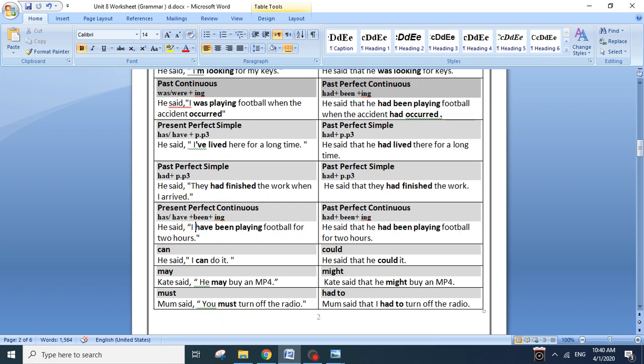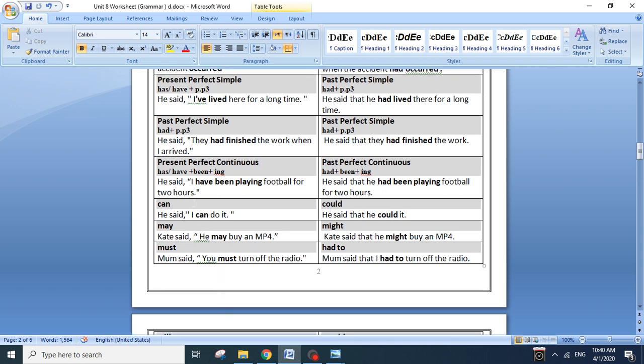Present perfect continuous. He said, "I have been playing football." It will become: he said that he had been playing football for 2 hours. Next one, can. He said, "I can do it." He said that he could do it.